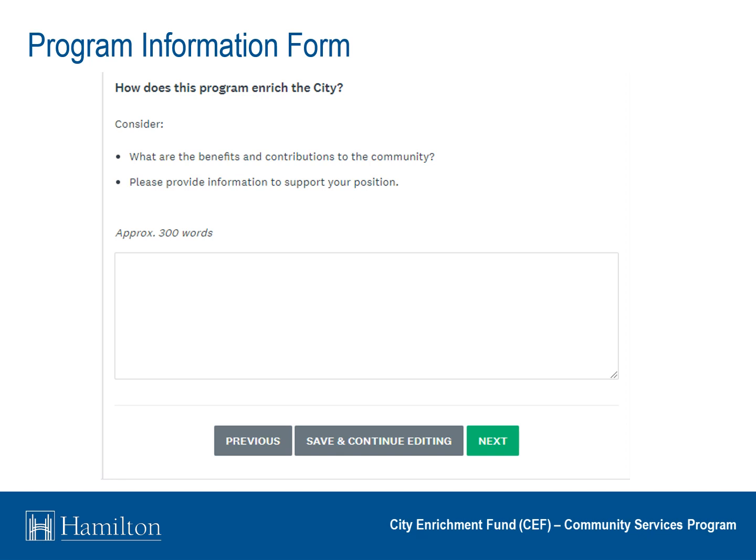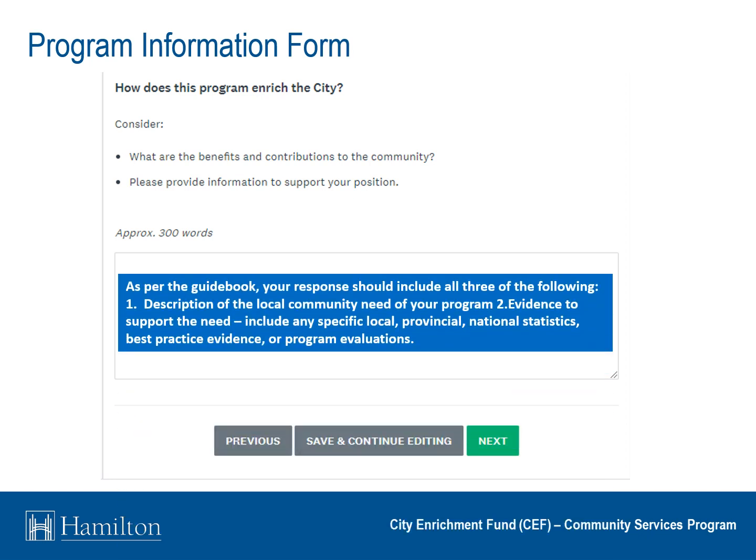Please tell us how your program will help enrich the city. Specifically, we are looking for the three following items. 1, a description of the local community need for your program. 2, evidence to support the need, which could include any specific local, provincial, or national statistics, best practice evidence or program evaluations. And 3, a description as to how the program delivery method is best suited to deliver this program.